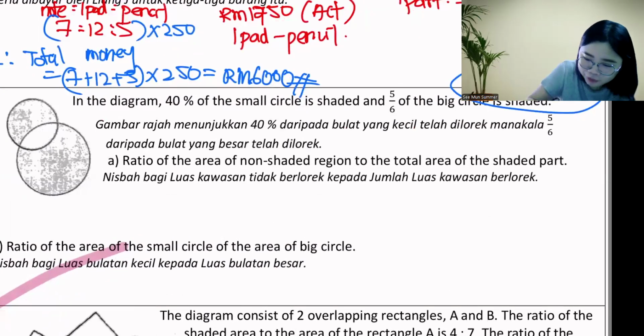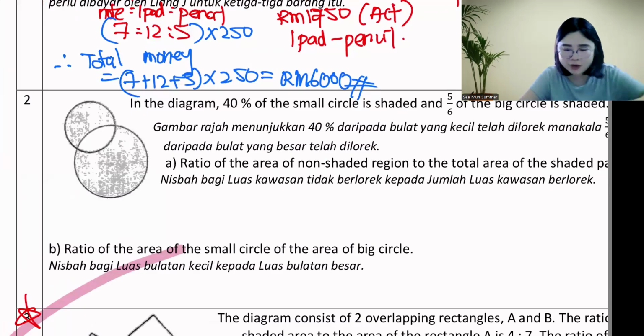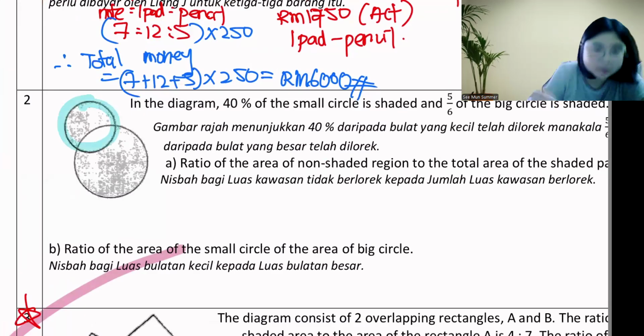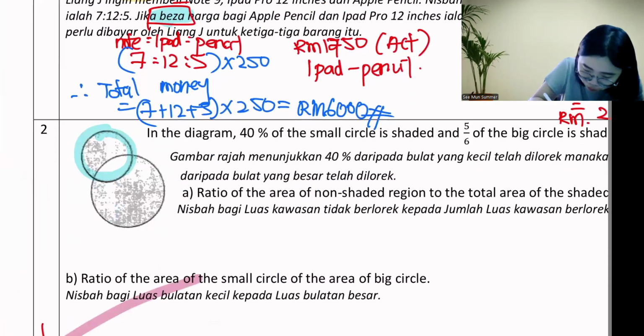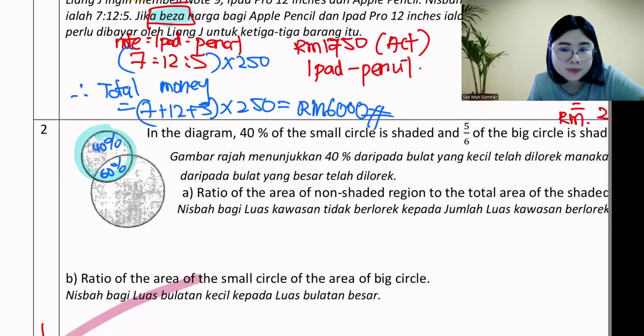Okay. In the diagram, 40% of the small circles is shaded, and then they say 5/6 of the big circle is shaded. Can you see, Bailey is confused again? Why so many fractions? Okay, let's see. This is the small circle. In the diagram, 40% are shaded. Shaded is the dark one, right? So it's 40%. If you know this 40%, you should know the rest should be 60%, correct, for the small circle?